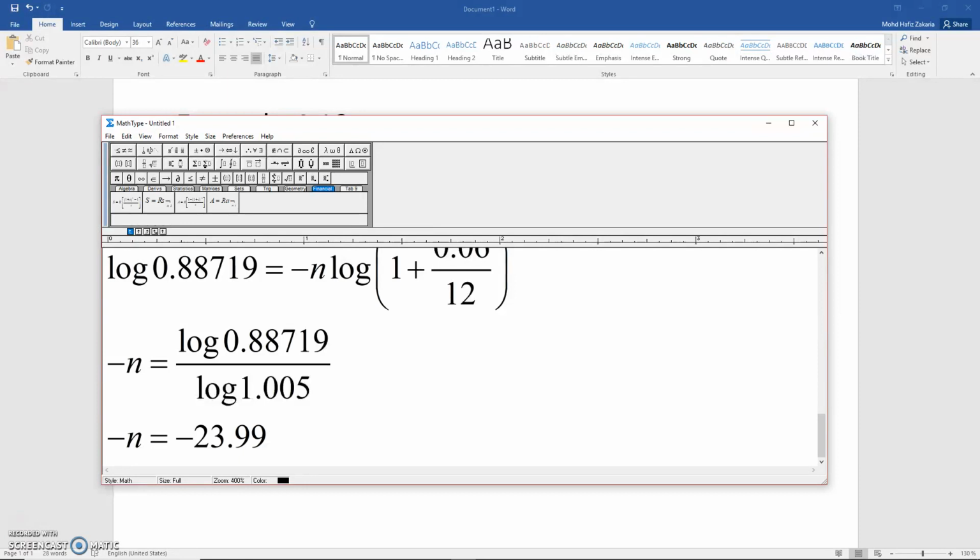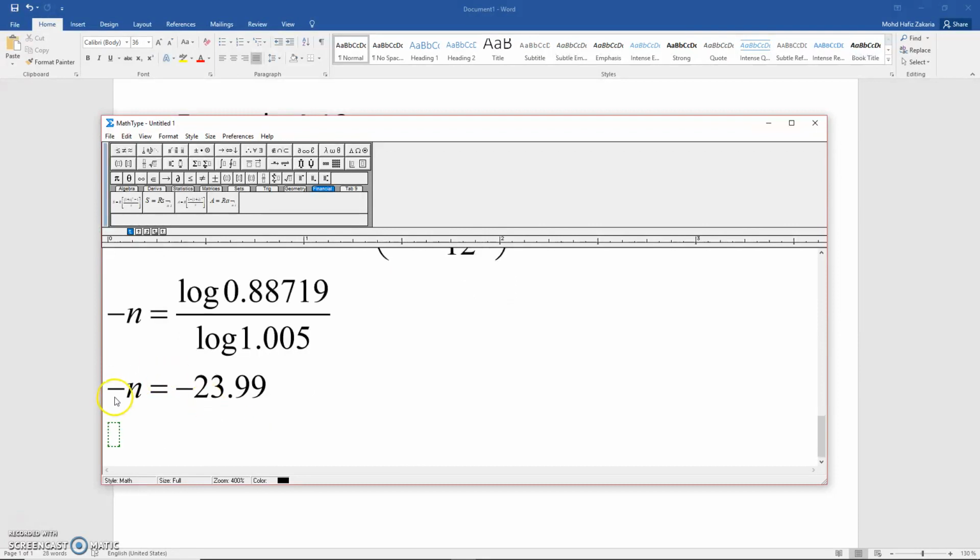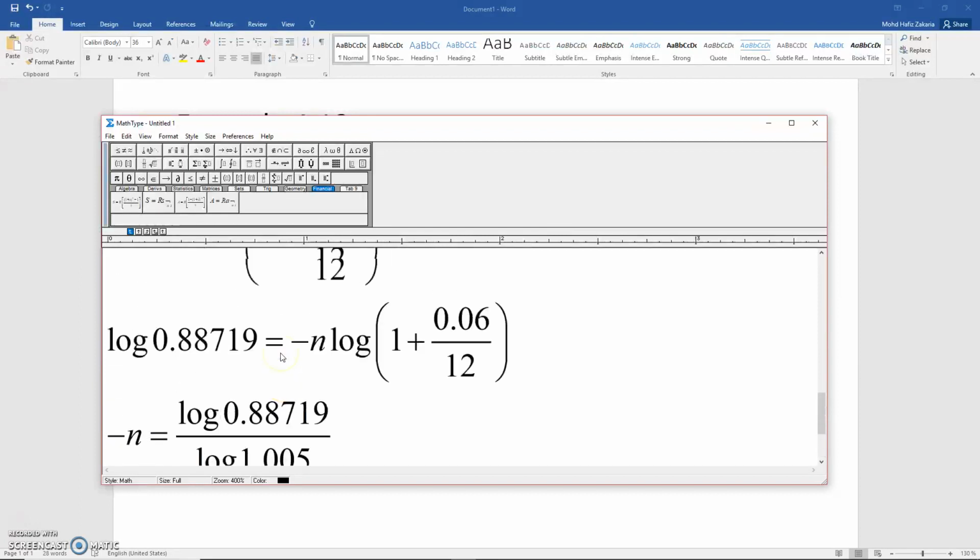Because our n is in the form of the number of times the payment is to be made, it cannot be in decimal form, so we should always round it up. So we cancel the negative, and 23.99 is equal to 24. So Jimmy needs to pay 24 times, right? 24 months. So basically the payment that needs to be made is for 2 years.